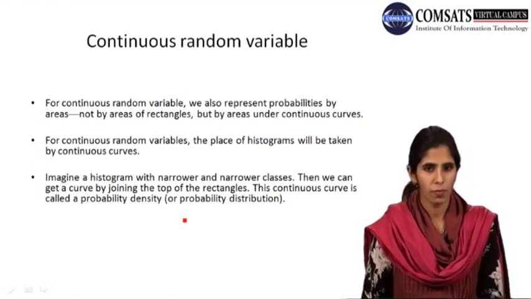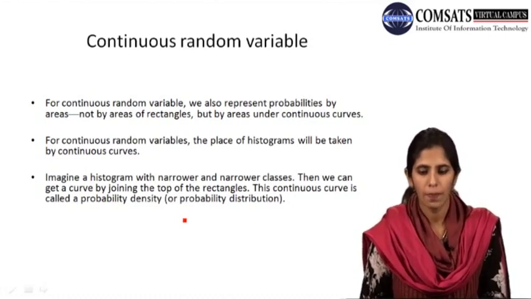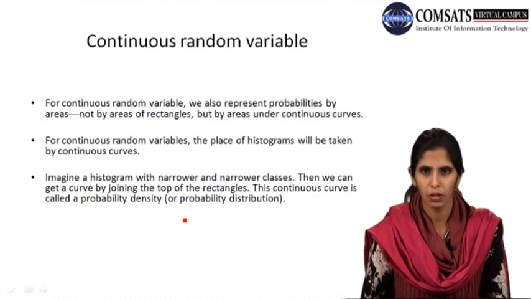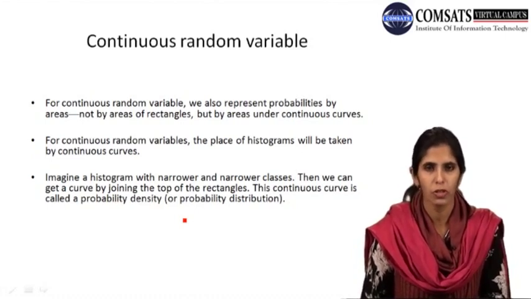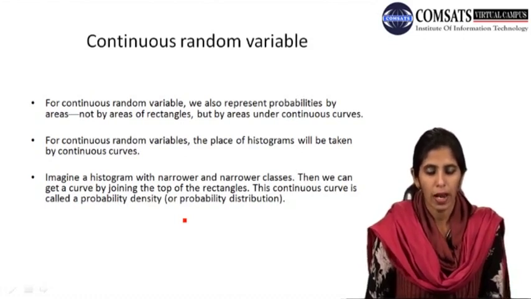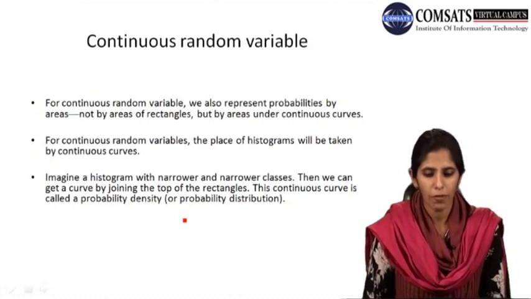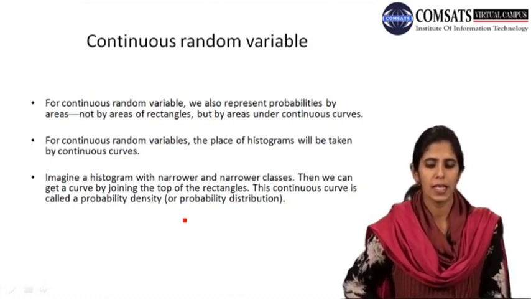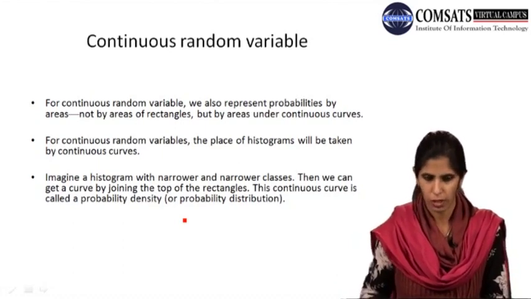For a continuous random variable, the place of histograms will be taken by continuous curves. So the histograms are actually being replaced with the normal curve. Imagine a histogram with narrower and narrower classes, then we can get a curve by joining the tops of the rectangles, as we have just done. This continuous curve is called a probability density or probability distribution.